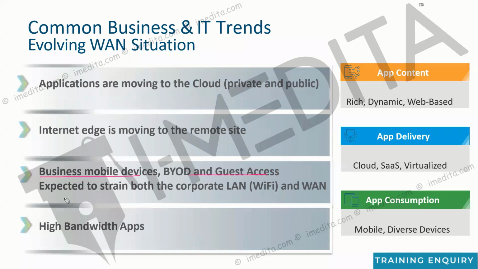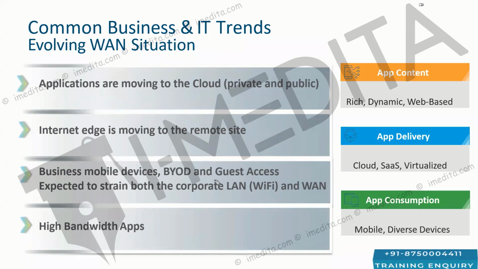And all of them, like business mobile devices, bring your own device, guest access, all of these devices and users are expected to strain both corporate LAN and WAN resources. Of course, if a device is connected to your infrastructure, it is going to utilize bandwidth and the resources of your local area network. No matter if it is a mobile device, a laptop that a user has brought, or guest access, it is going to strain both corporate LAN and WAN.